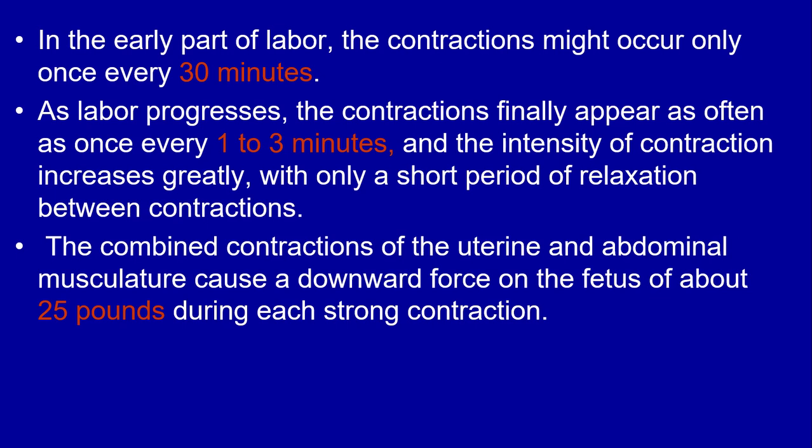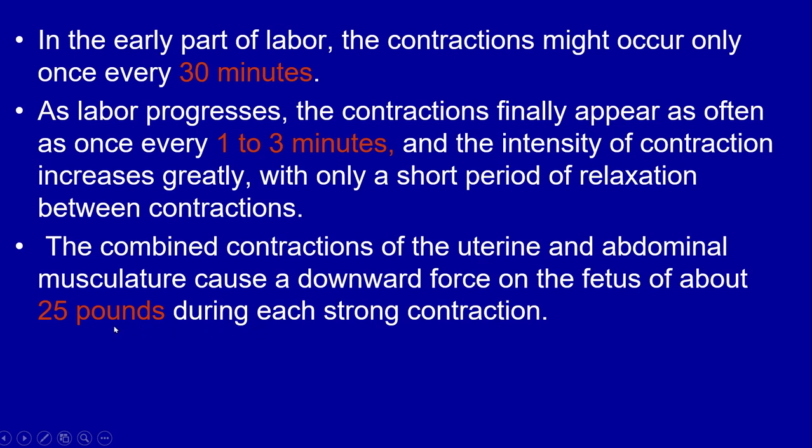When labor starts, the contractions usually occur every 10-30 minutes. As labor progresses, the contractions finally appear as often as once every 2-3 minutes. The duration of contraction then becomes shorter in the final stages of delivery, and the intensity of contraction increases greatly with only a short period of relaxation between contractions. So when the time is reduced, the relaxation time is also reduced and force of contraction is increased.